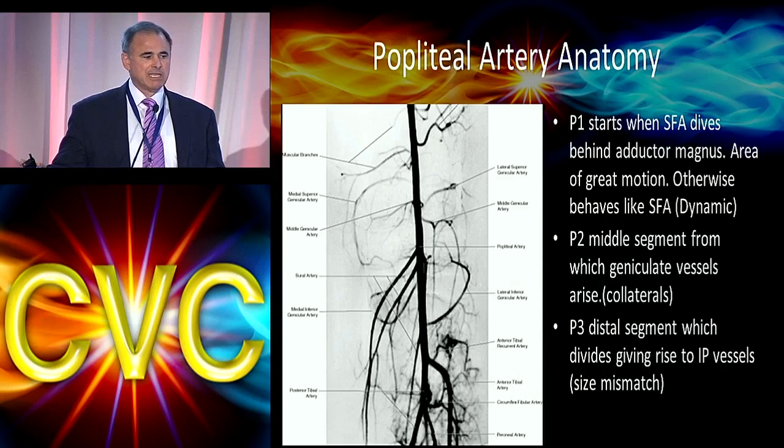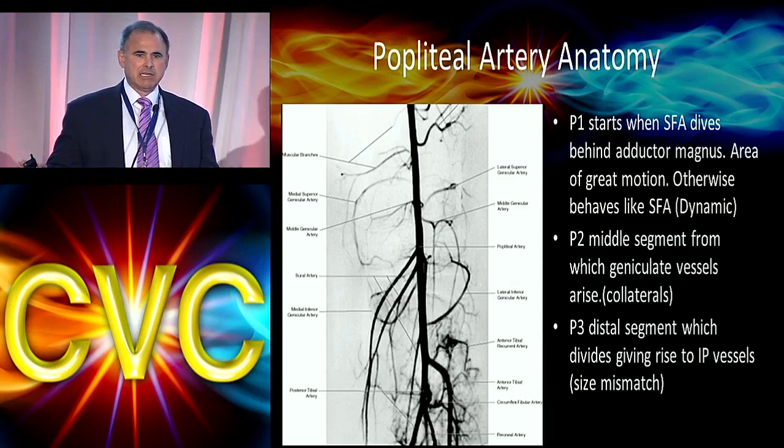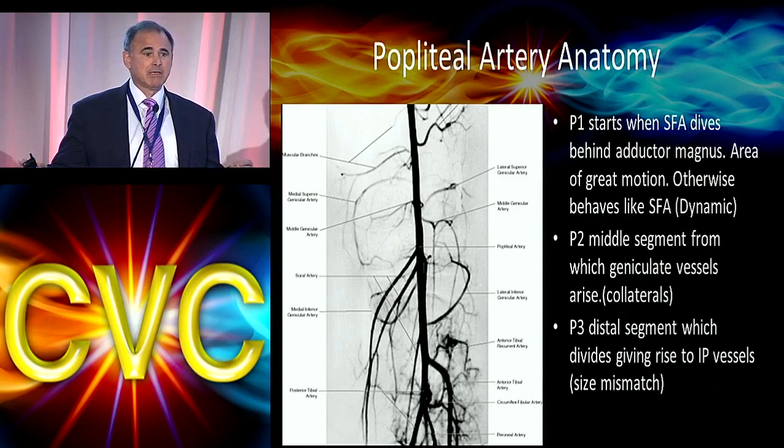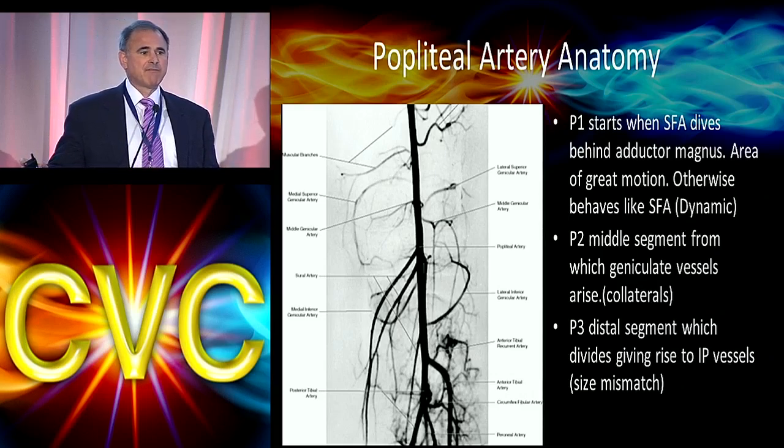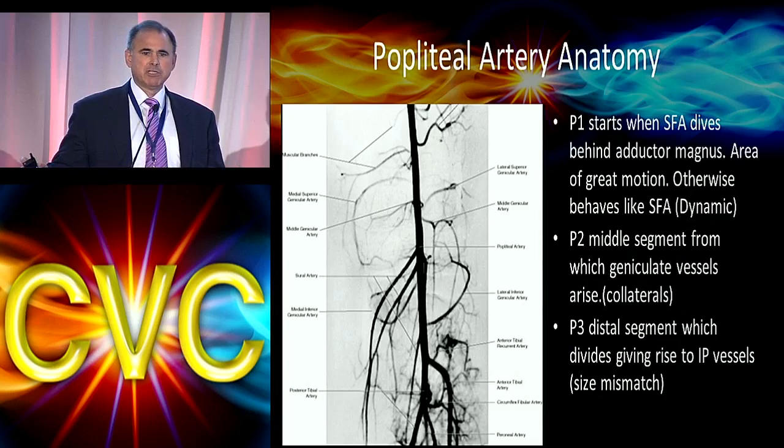This starts where the SFA dives behind the adductor magnus, and it's an area of great motion. In many ways, it behaves like the SFA, except it is much more dynamic. It also serves as a source of graft touchdown as well as graft takeoff in certain cases of surgery. I then look at the P2 segment. This is the middle segment from which the geniculate collaterals arise.